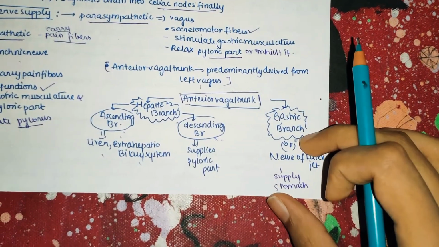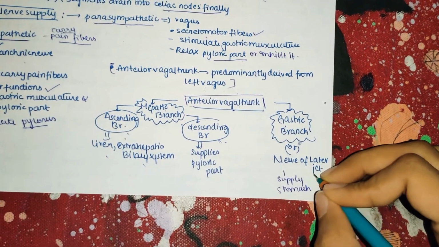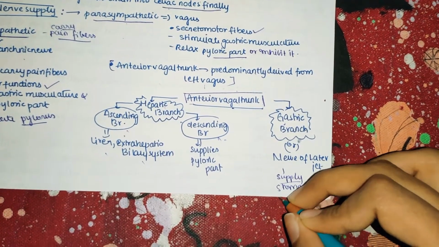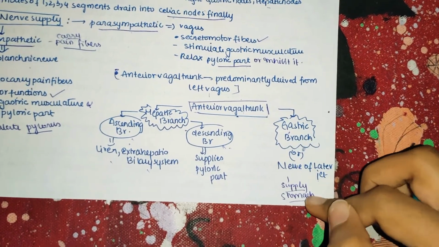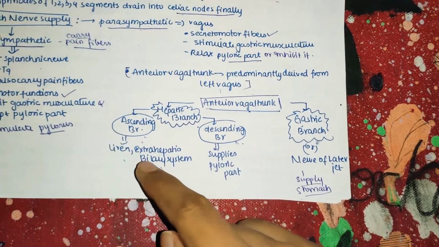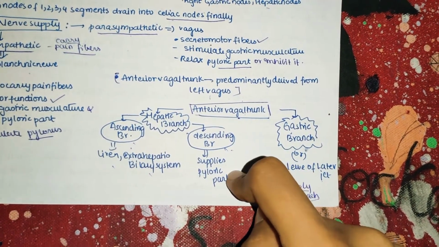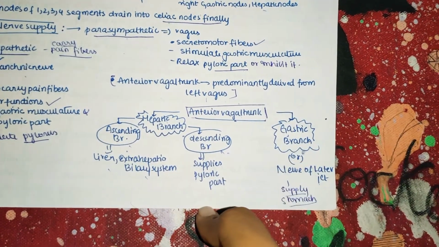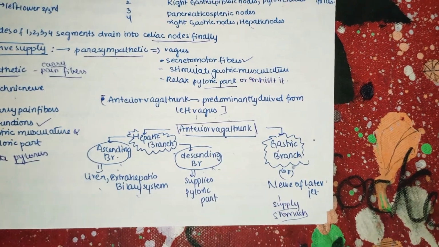Next, coming to the gastric branch, it is also called the nerve of Latarjet. The nerve of Latarjet mainly supplies the stomach. So gastric supplies the stomach. The ascending hepatic branch supplies the liver and extrahepatic biliary system. The descending branch supplies the pyloric part of the stomach, that is the end part of the stomach. So this is about the anterior vagal trunk.